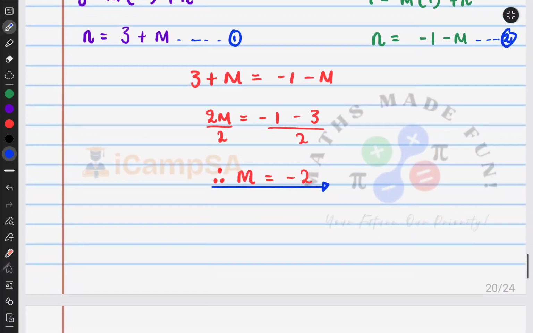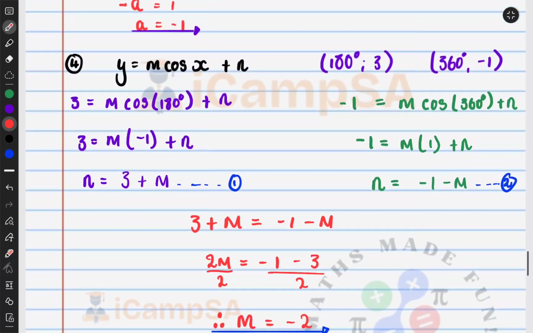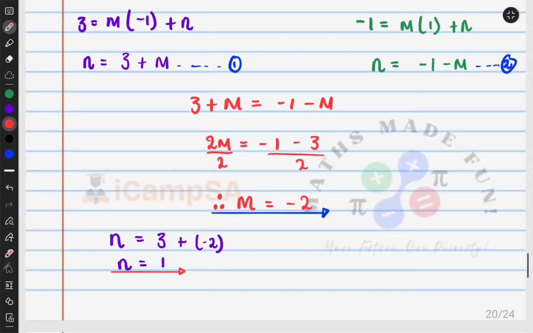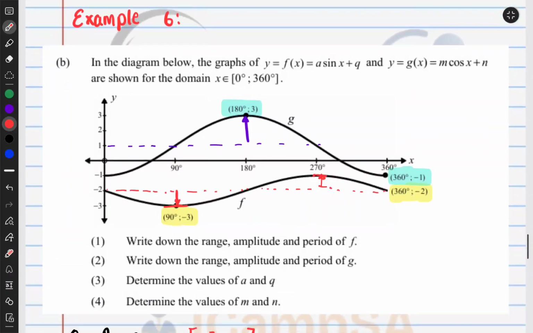That is m. And then for n, we can take either of the equations. n is equal to 3 plus m, which is -2. Therefore, n is equal to 3 minus 2, which is 1. What is our n? Our n is the vertical shift. The graph has been shifted 1 unit upwards. As you can see here, the baseline is there at 1.